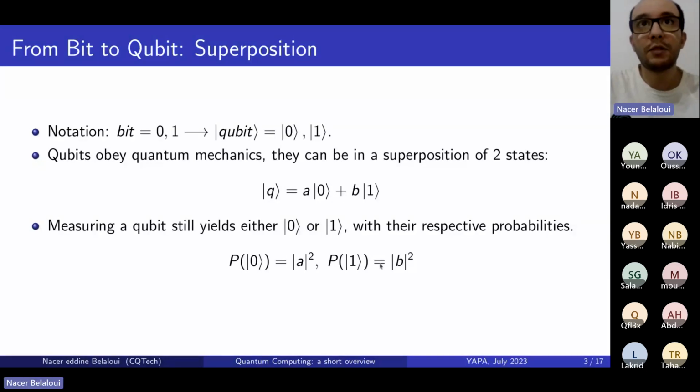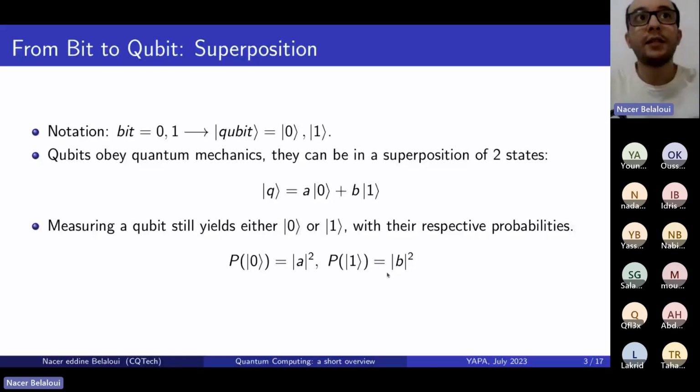So just to summarize, a qubit can be in a superposition of two states, but once you measure it, once you try to read its content, it will collapse to either 0 or 1, with some probability that is defined by A and B.